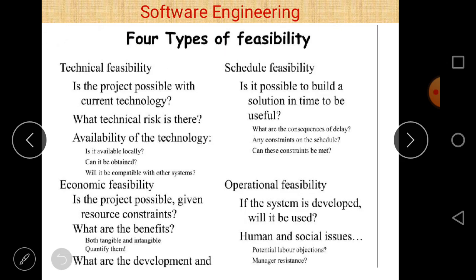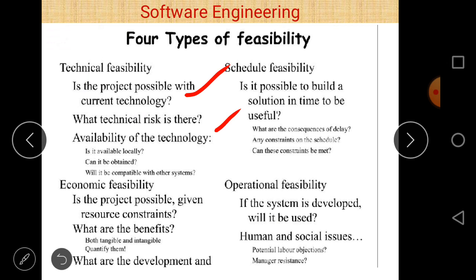What is a feasibility study? A feasibility study means checking whether our software is feasible or not. Feasibility is checked in terms of technical, schedule, economical, and operational feasibility. So what is technical feasibility? Technical feasibility asks whether the project is possible with current technology, and what technical risk is there in the technology. So there are two questions regarding technical feasibility. If the answer is yes, then we can say that the software is technically feasible, otherwise it is not.